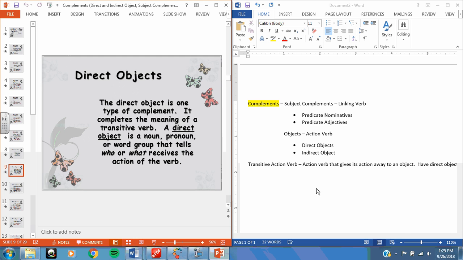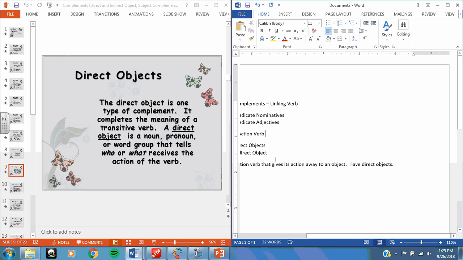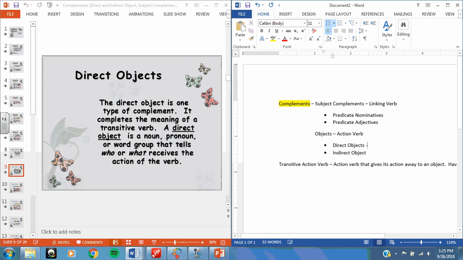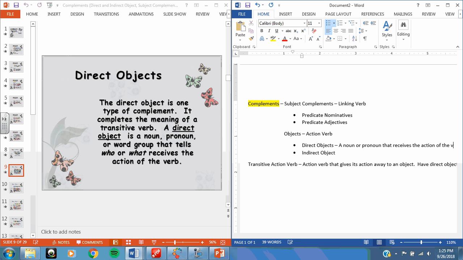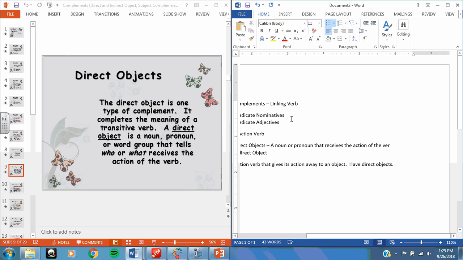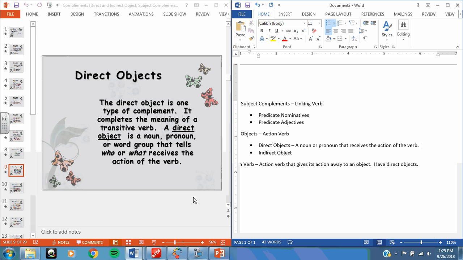All right, a direct object is the first type. It is completing the meaning of a transitive verb. It's a noun or pronoun or a group of words that tells who or what receives the action of a verb. So, a direct object is a noun or pronoun. Right now we're just focused on nouns because that's what we're studying. A noun or pronoun that receives the action of the verb. So, the direct object receives the action of the transitive verb. All right? Very simple definition.